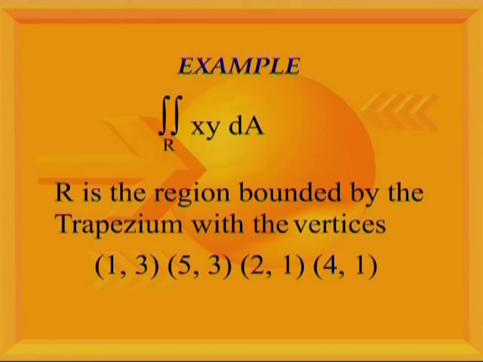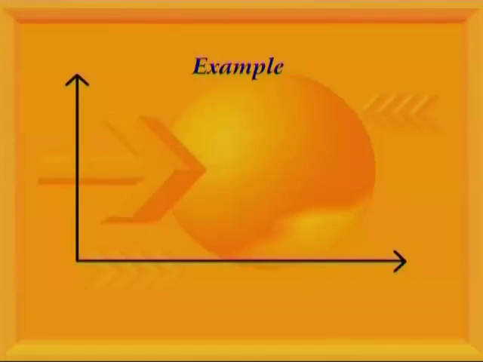First of all, we draw this region, and after looking at these points, we observe that there are lines y is equal to 1 and y is equal to 3. So these are lines parallel to the x-axis, and there are other two sides which are not parallel. So the diagram will be a trapezium. Let us see how we draw it. Here are the points.